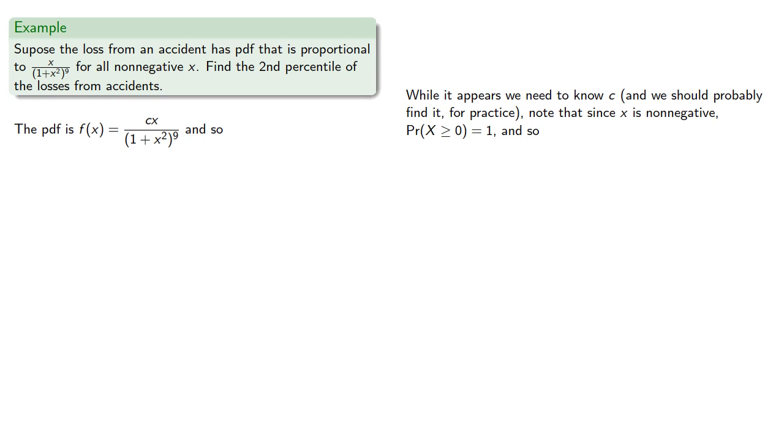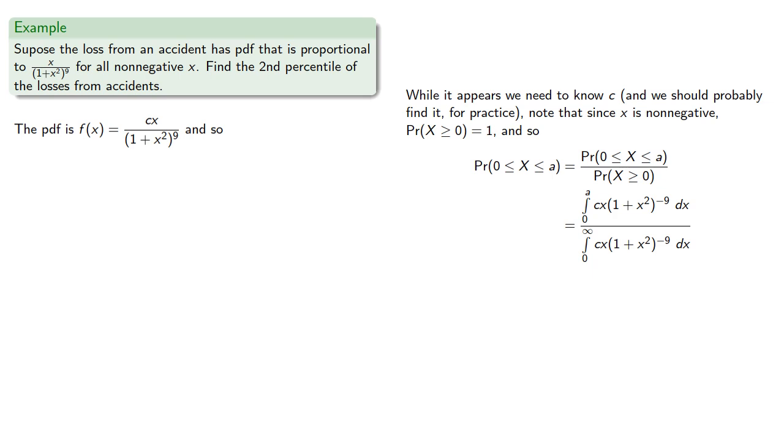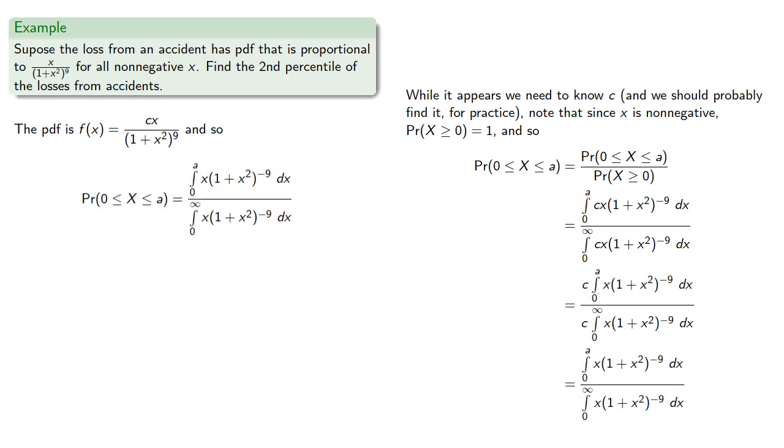Note that since x is non-negative, the probability that x is greater than or equal to 0 must be 1, and so the probability that we're between 0 and a is that probability divided by the probability we're greater than or equal to 0. And if we substitute our function in, note that the constants actually drop out at the price of picking up this integral.